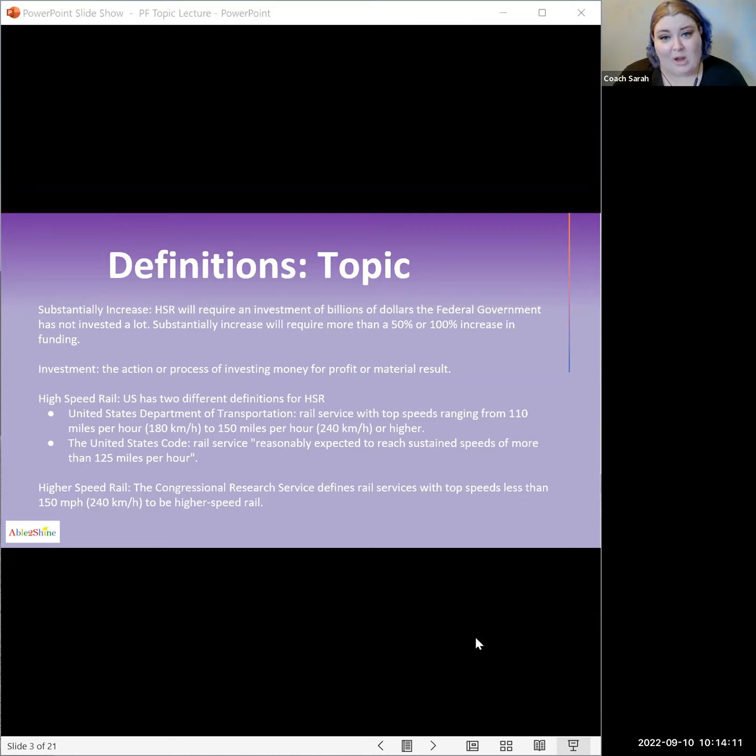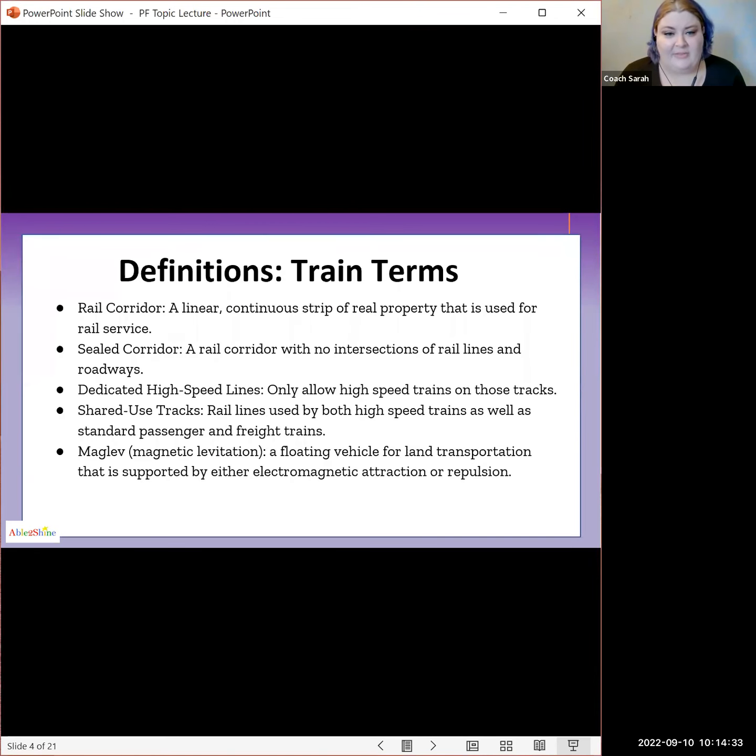How fast these train projects are going to go is probably going to determine whether or not they are high speed or higher speed. Maybe it's a point that some of our more advanced debaters would like to work out in debates, but it's good to know that there are a variety of definitions when it comes to high-speed trains, and different countries have different standards for what their high-speed train speeds are. So let's talk about trains. There's a lot of very industry specific terminology used when it comes to trains.